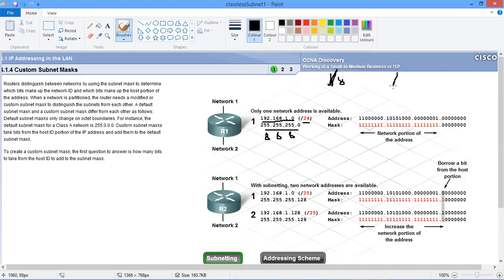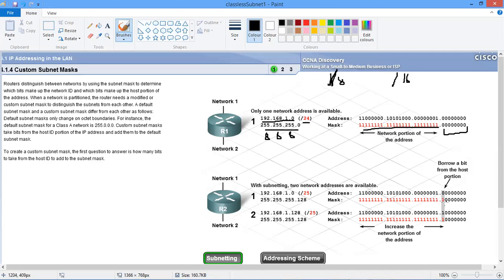If it's class B, it is /16, that is 255.255.0.0. So these are subnet masks, 255.255.255. See the subnet ID, see the host ID here.